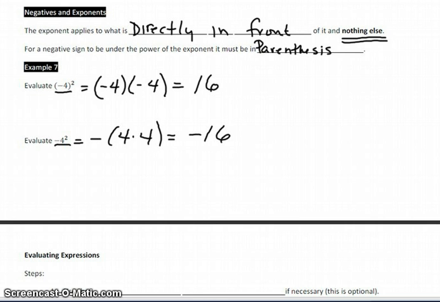So when you're dealing with exponents and you have a negative base without parentheses, remember the exponent does not have power over the negative.